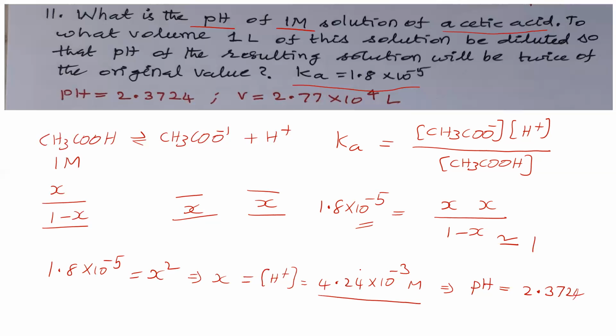Now the first subdivision we have completed. Now we go to the second subdivision. The second sentence says: to what volume should 1 liter of this solution be diluted? Diluted means addition of solvent. Solvent is water here. Diluted so that the pH of the resulting solution will be twice the original value. That means we are diluting this solution. What happens to this solution's pH?